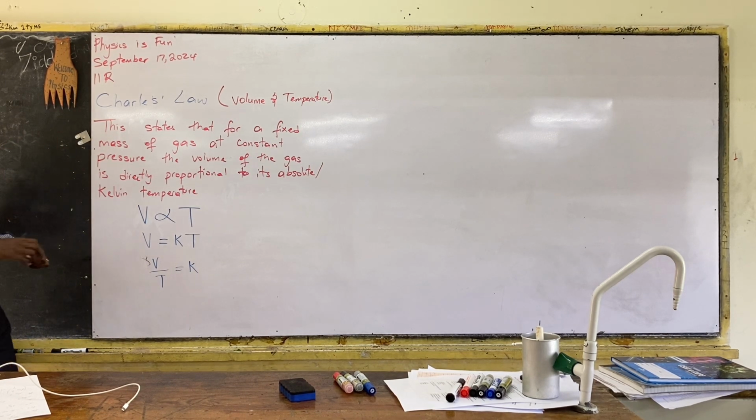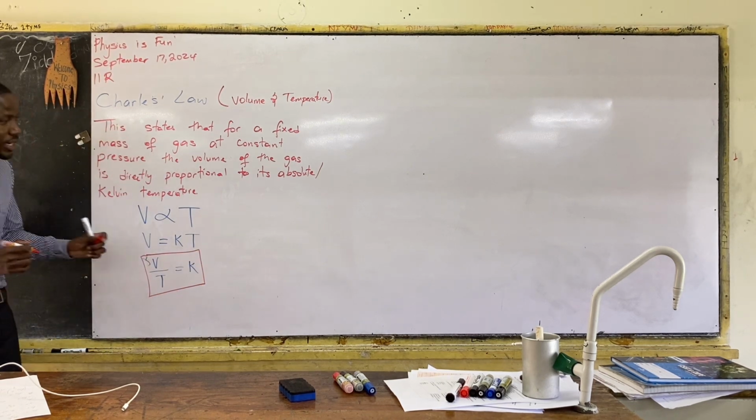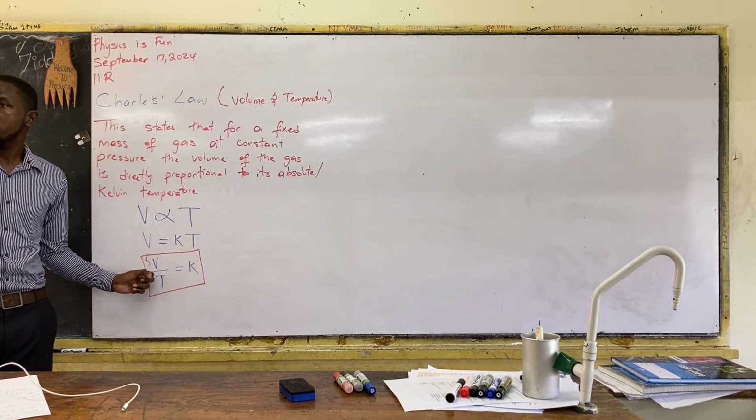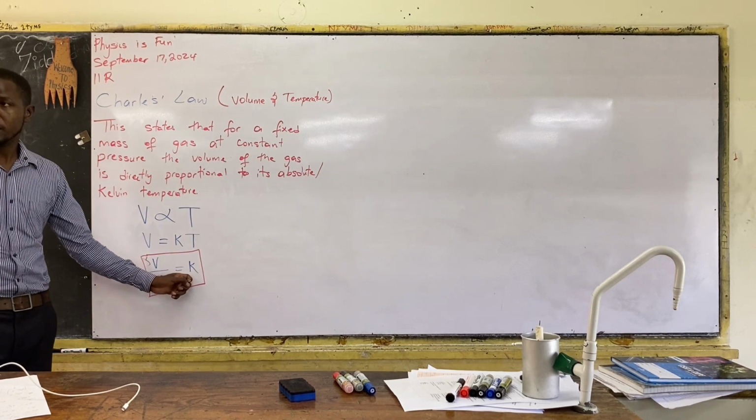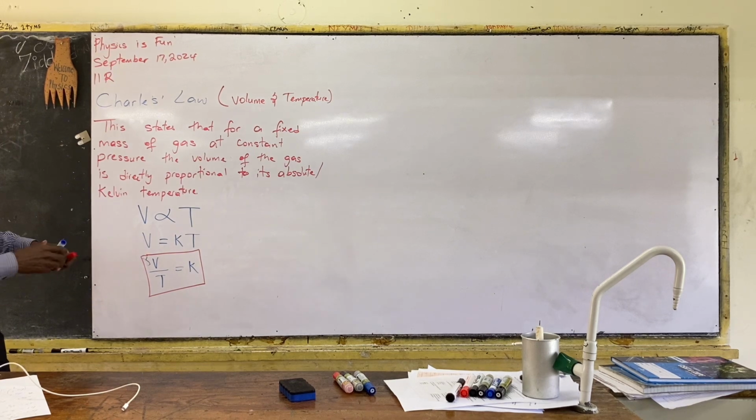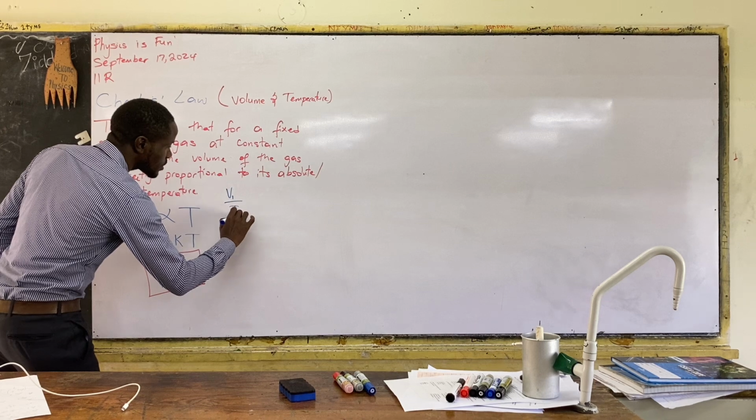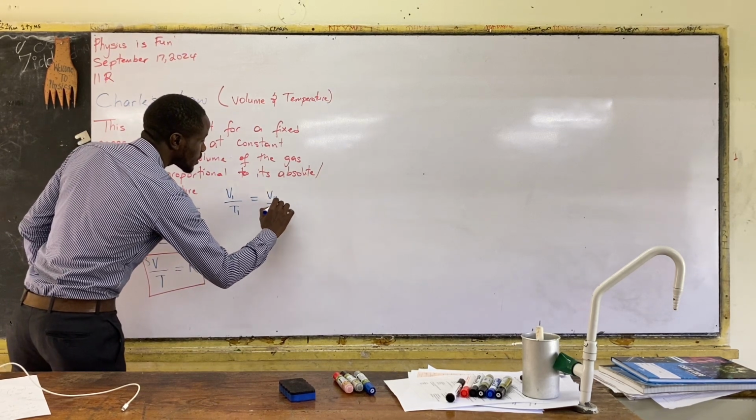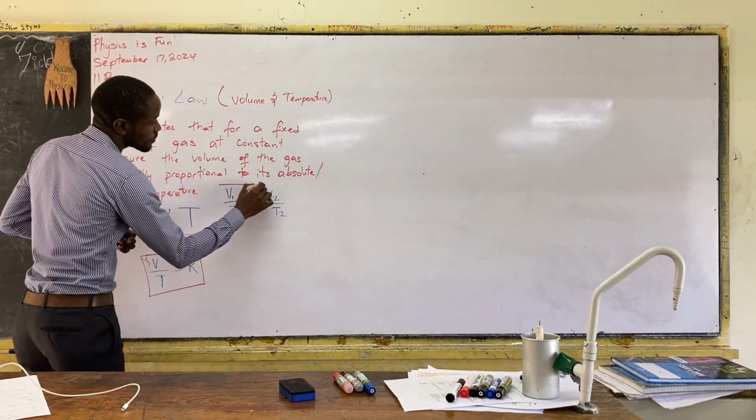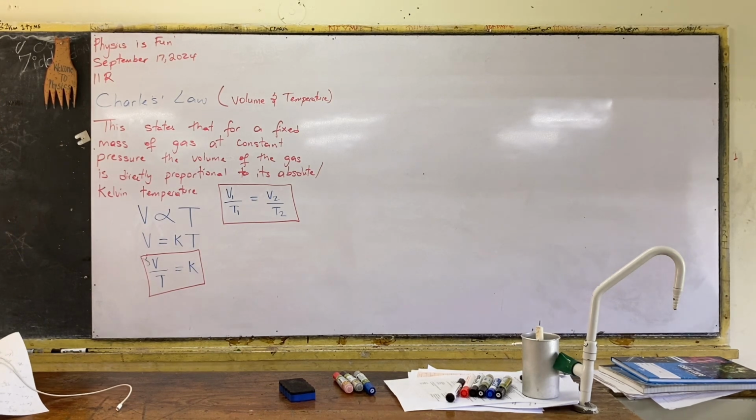So this right here now summarizes Charles' law, because what this is saying is that the ratio of volume to Kelvin temperature is a constant. The ratio of volume to Kelvin temperature is a constant. And we can take that a little further to write this as V1 over T1 is equal to V2 over T2. So we will use this expression when we're performing calculations.